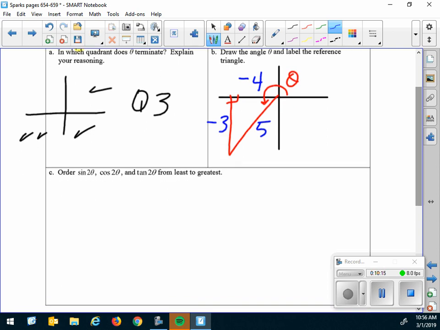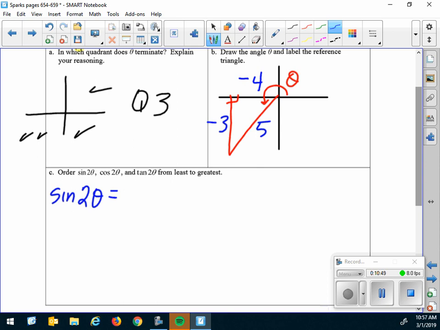Now C, order sine of 2 theta, cosine 2 theta, and tangent 2 theta from least to greatest. Well, that means we got to go find them. Sine 2 theta. Now I want you to notice this. I don't know what theta is. I don't care. I don't need to know what theta is. I need to know what the sine of 2 theta is, and I can find that without actually calculating the angle measure. You with me there? Okay.